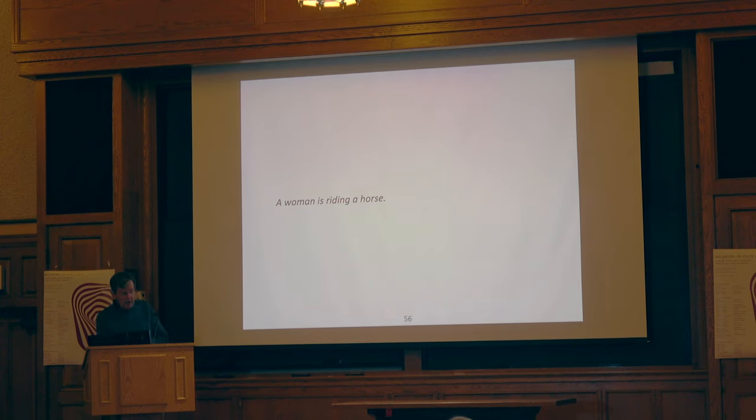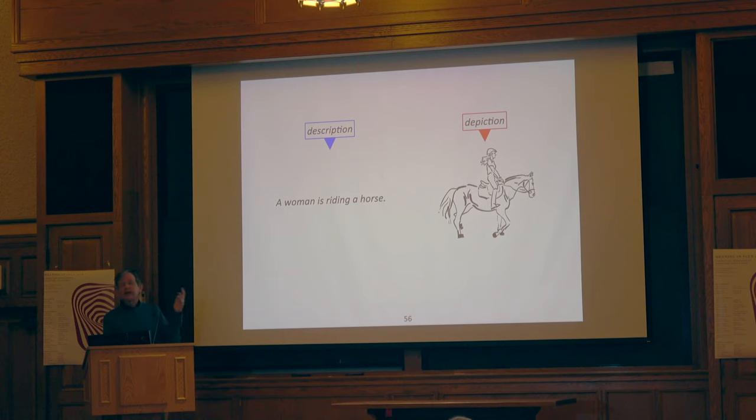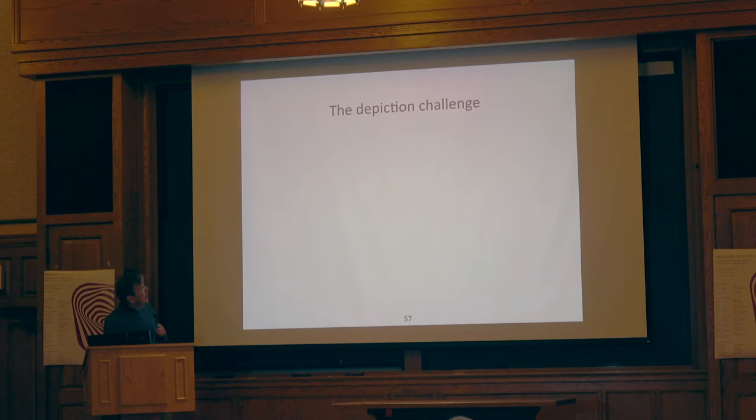Okay, so let me take a really simple case. "A woman is riding a horse." This is a description, this is a depiction. What the hell is the difference between these two? This, to me, is the big question here that I'm going to come back to.